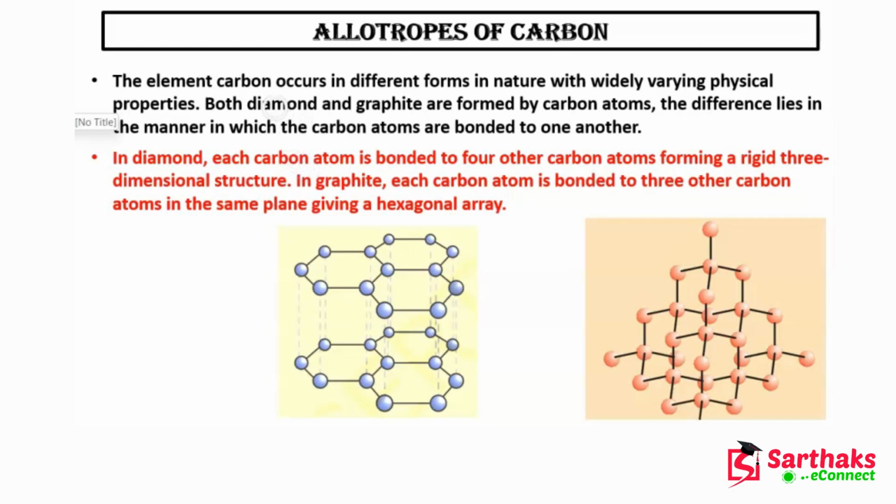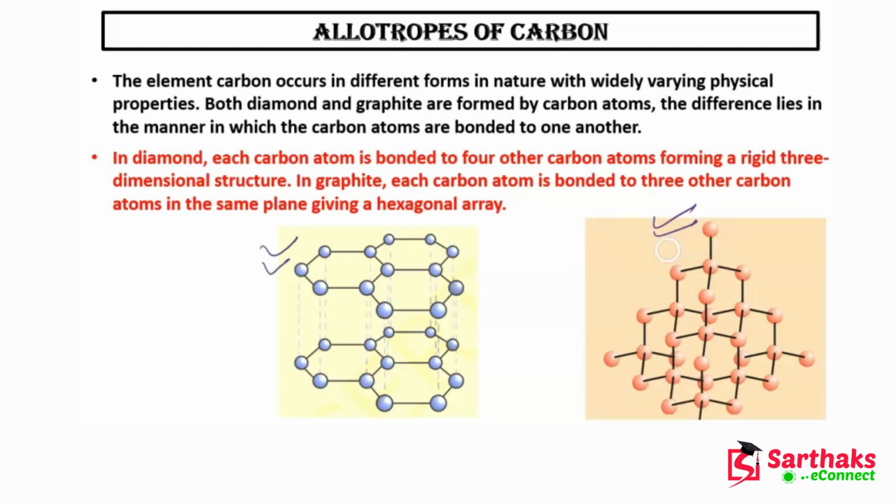Let's take an example. We have diamond, and this is the structure of diamond. You can see, this is diamond, and this is graphite. Now these both are made up of carbon. Although their physical properties are different, this graphite is a conductor of electricity, but this diamond doesn't conduct electricity.